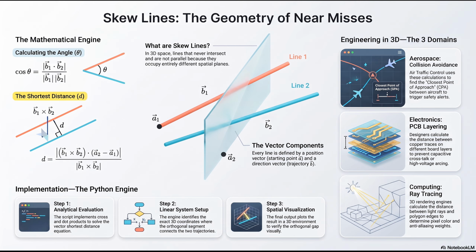By knowing exactly how close the ray came to the polygon without actually hitting it, the engine can intelligently blend the color of the object with the background color. Oh, wow. It creates a seamless gradient. That invisible vector calculation is what creates incredibly realistic, soft shadows in modern media.